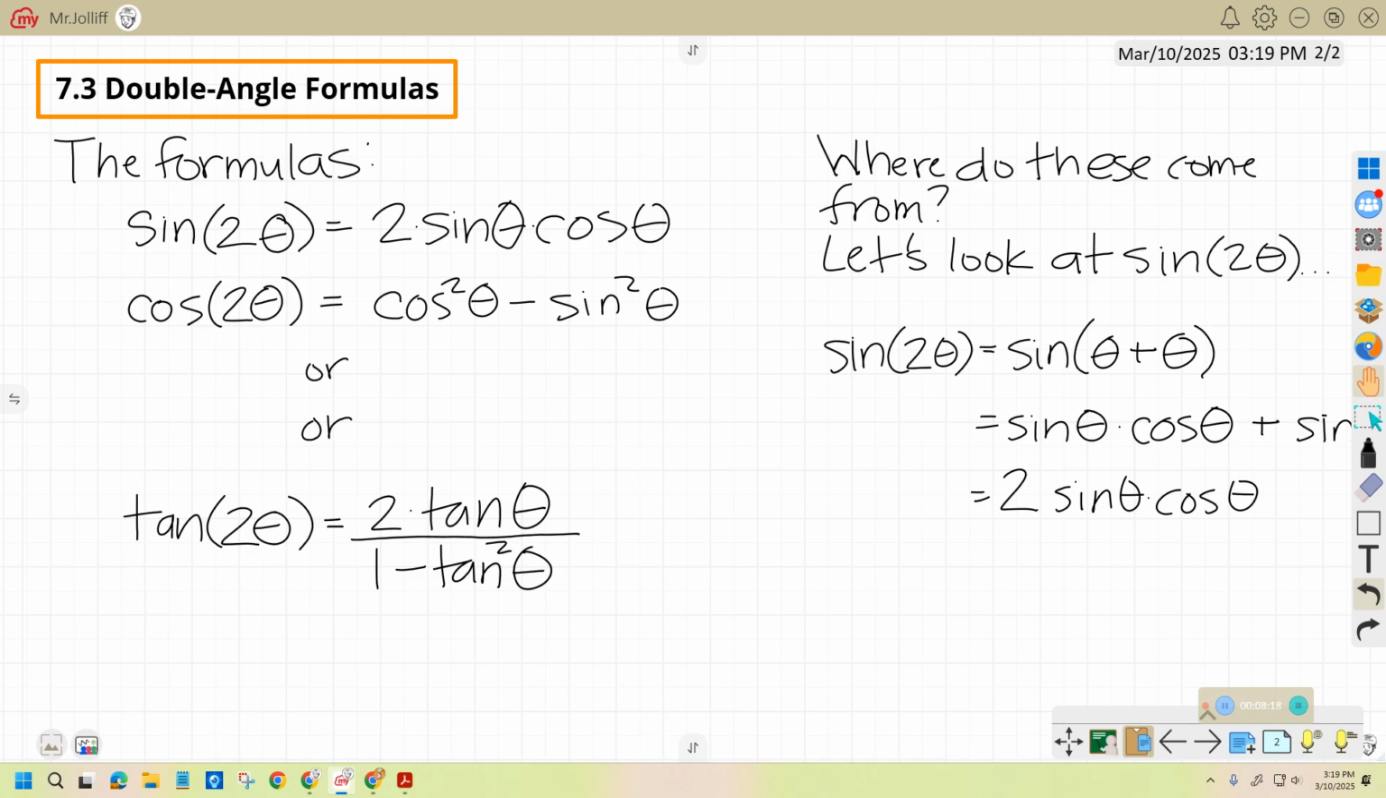This one, similar idea. We know that tangent's formula is tan A plus tan B over, in the bottom, 1 minus tan A times tan B. Well, tan A and tan B are the same. Tan theta plus tan theta is 2 tan theta. In the bottom, it's 1 minus tan theta times tan theta, or tan squared theta. They're just the sum formulas. We just made angles A and B the same.